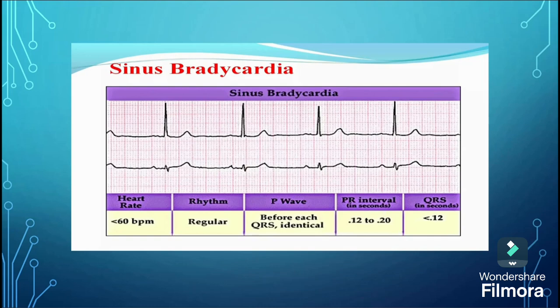If you see this ECG, to calculate the heart rate you count the large squares between QRS complexes: 1, 2, 3, 4, 5, 6. So 300 divided by 6, it is around 50 to 60. So this is less than 60 beats per minute. Rhythm is regular. You can see each P wave is followed by a QRS complex. So rhythm is regular, and a P wave before each QRS complex is seen. PR interval you have to calculate. QRS interval you have to calculate.